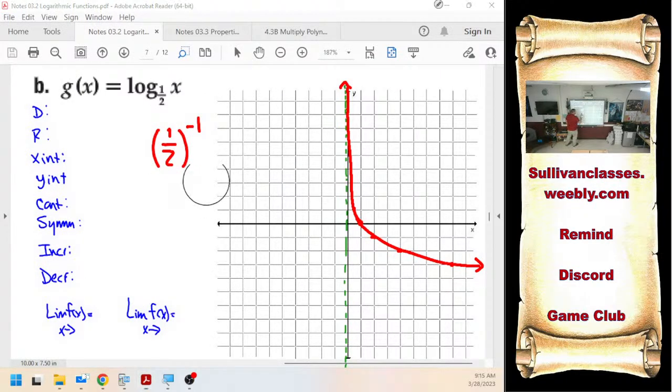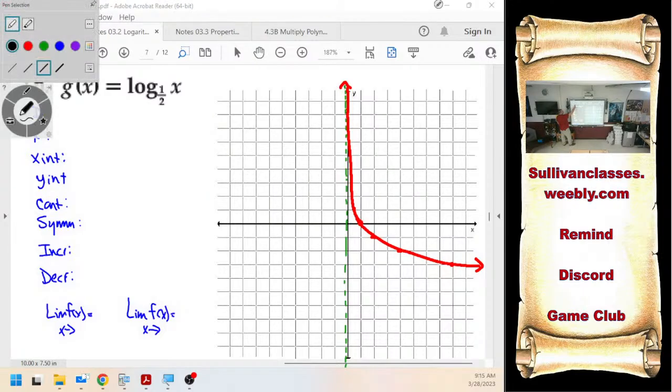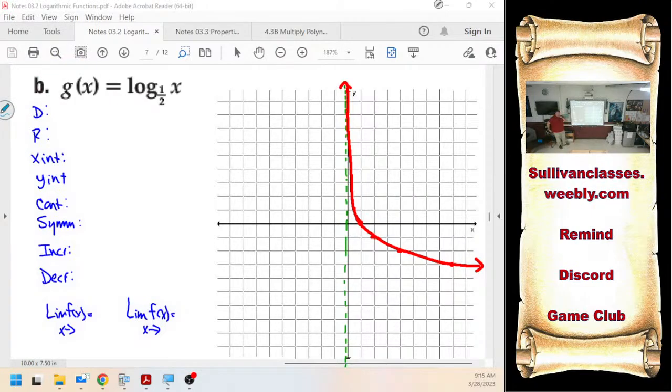All right, now that I got the graph, tell me all the stuff about it. Domain. Still 0 to infinity. Range. It's right there on that page, I thought it was on the next page. Same stuff, right? It's going to be all reals. Your x-intercept is still 1. Your y-intercept doesn't happen. It's continuous, 0 to infinity.